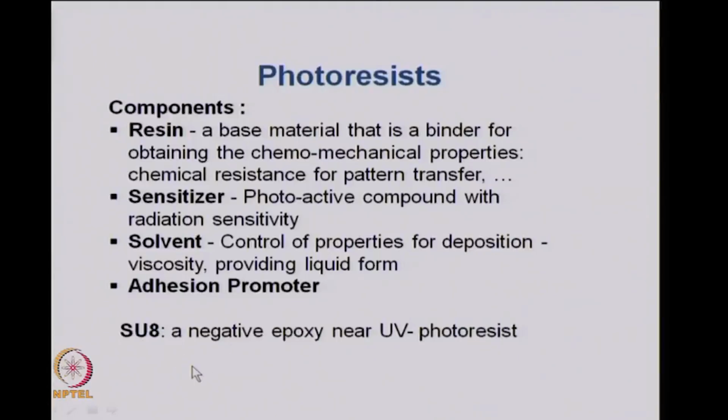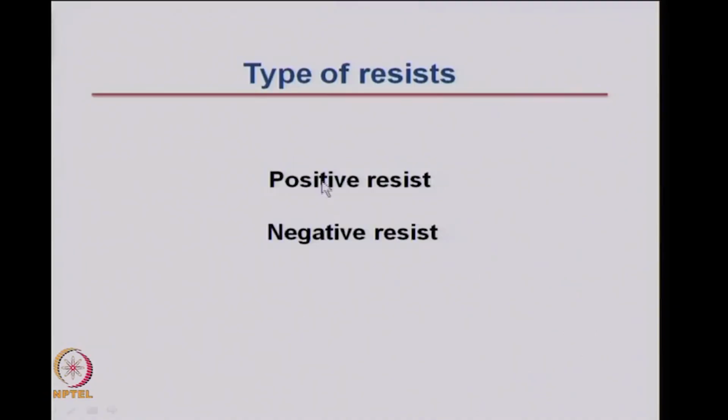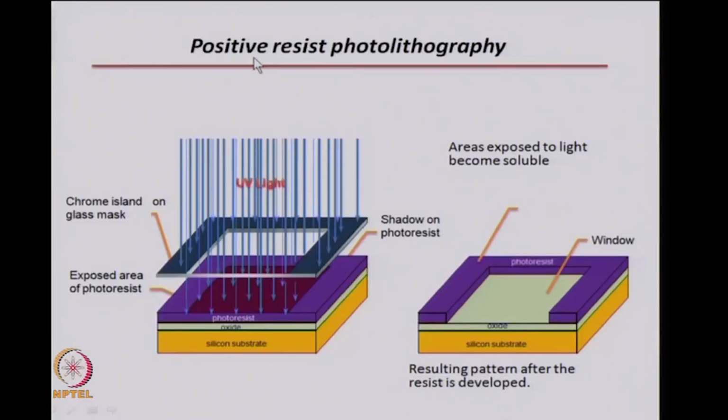So, SU8 is a negative epoxy near UV photoresist, and we will discuss what is a positive and what is a negative photoresist. So, SU8 is a negative photoresist. The types of resist are positive resist and negative resist. As we said, SU8 is a negative photoresist, but you can have both positive and negative resist. So, what is this positive and negative resist? Let us discuss first the positive resist photolithography.